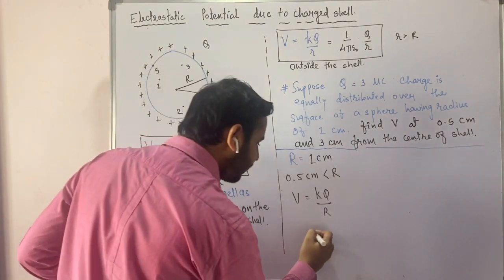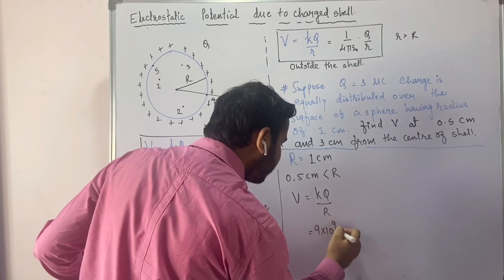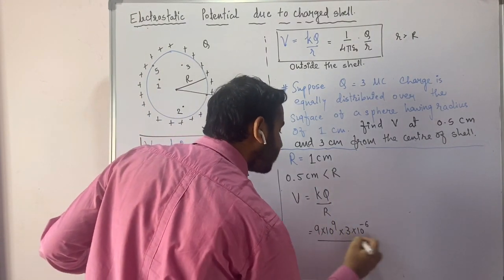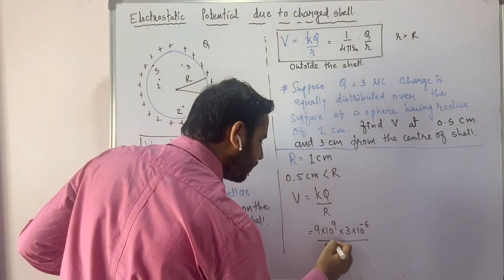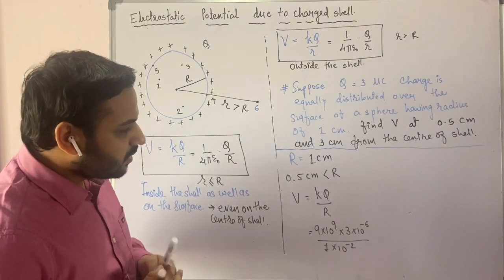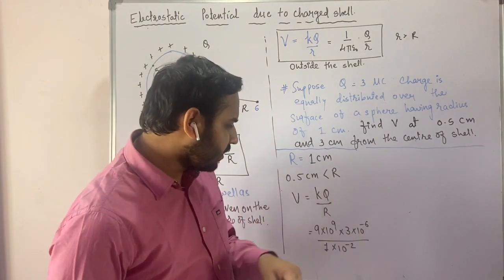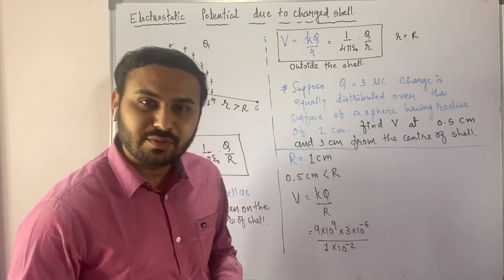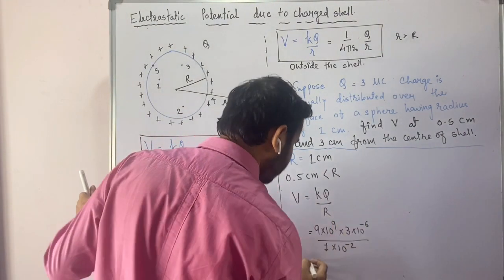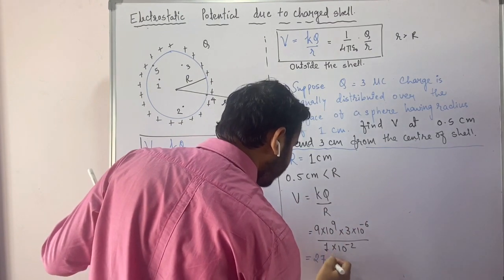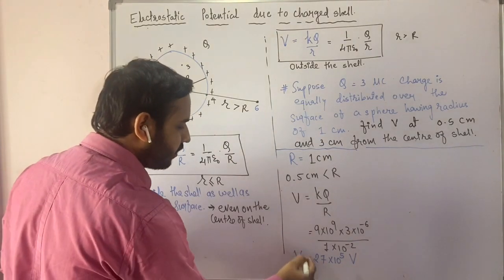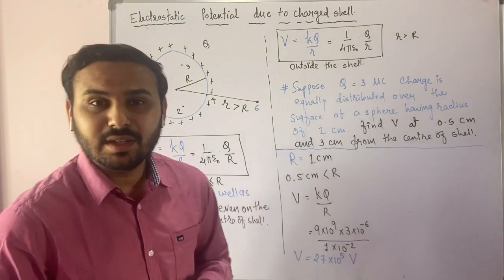Now what is the value of K? 9 into 10 raised to 9. Q is 3 microcoulomb, 3 into 10 raised to minus 6. And capital R is 1 centimeter, 1 into 10 raised to minus 2. So your answer: 9 3s are 27, this will be 9 minus 6 plus 2, which is 5. 27 into 10 raised to 5. Your answer is 27 into 10 raised to 5 volt. This is your answer for electrostatic potential inside the shell.